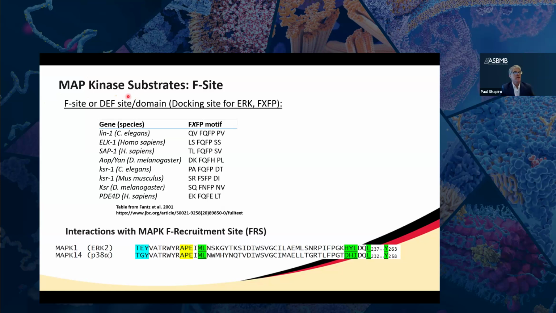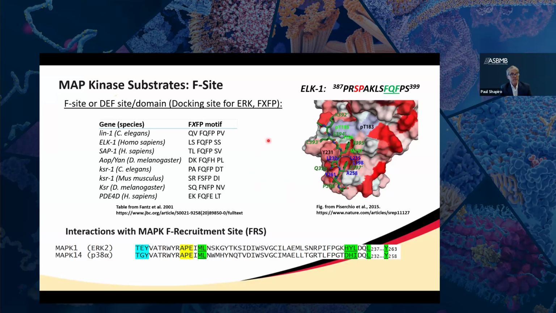The other site that I want to talk about on kinase substrates is called the F site. It has a couple names, the F site or the DF site, which is referring to the docking site for ERK or FXF. So this is the motif here that is characteristic of the F site. And here are some substrates that are involved in recognition by the MAP kinases. And you can see the FXF or the XFF motif here. And so this motif on substrates is interacting with a MAP kinase F recruitment site or an FRS. And these green residues are highlighting those residues that make up the F recruitment site.